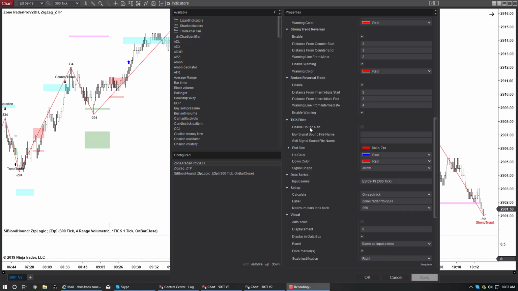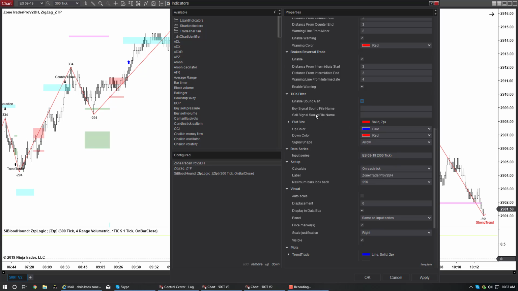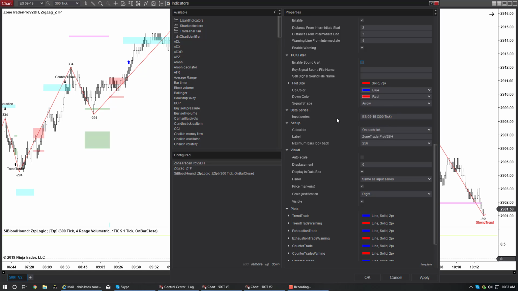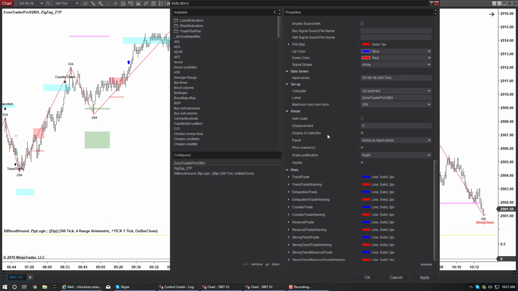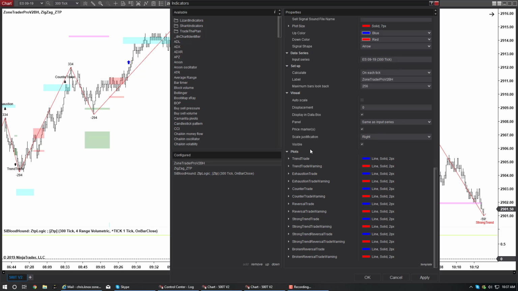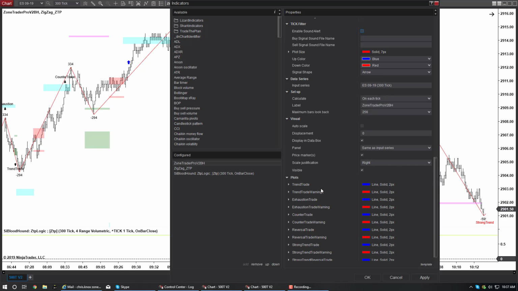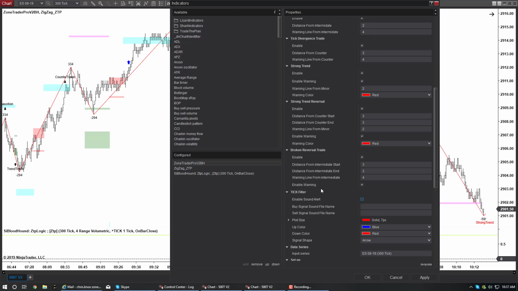The next setting again is applying to the tick filter, and if you enable it, you can enable a sound file so that you can be aware of when it's happening. And there really isn't much down here that we're going to have to worry about. Everything else down here, these plots, they all apply to the bloodhound version, so you're not going to have to be making any changes there.